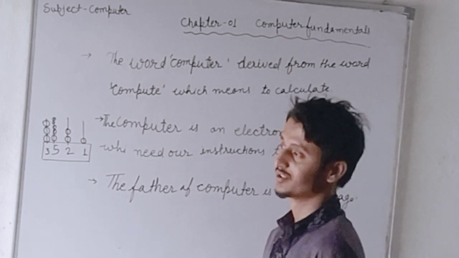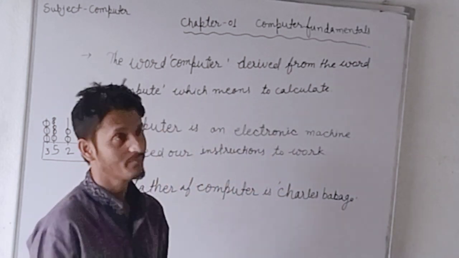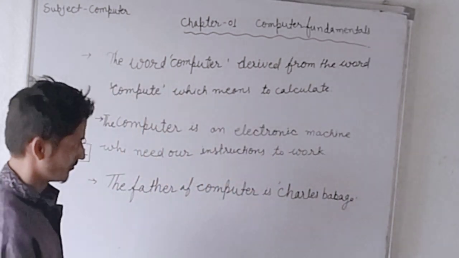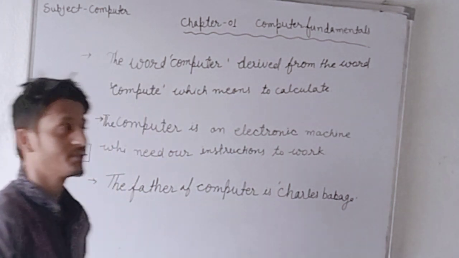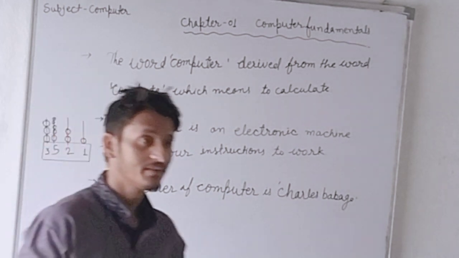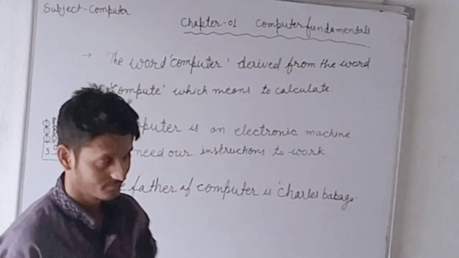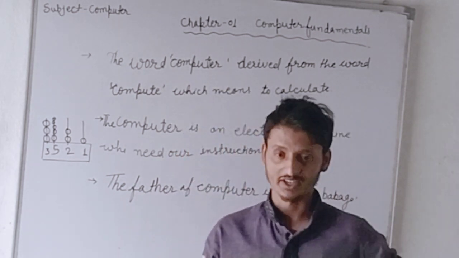How does a computer work? Can you think? The computer works on the input process output system, that means the IPO cycle. Before this, we have to learn the main parts of a computer. We will learn the main parts of a computer in the next class.